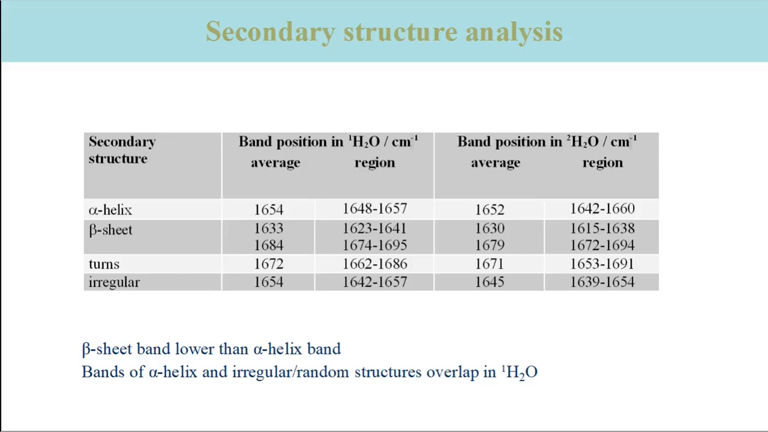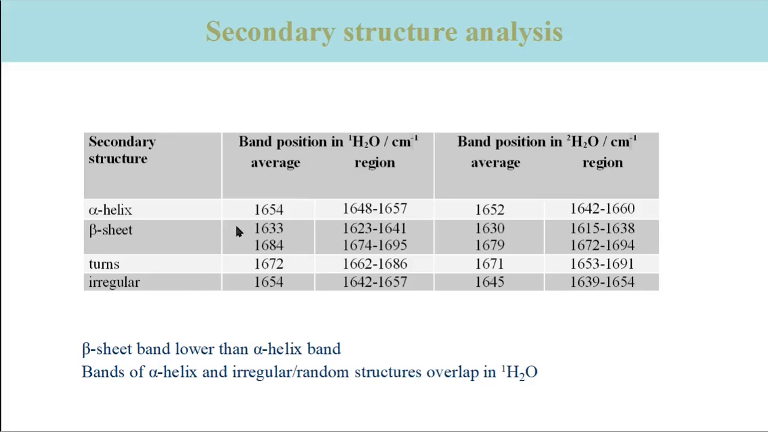Many studies have correlated specific secondary structures with absorption in specific spectral regions within the amide-1 range. These regions are listed in the shown table, but there is no need to remember these numbers. Important is that beta sheets and alpha helices can be distinguished because the main beta sheet band is found at lower wave numbers than the alpha helical band. This is the main beta sheet band, and this is the alpha helical band.